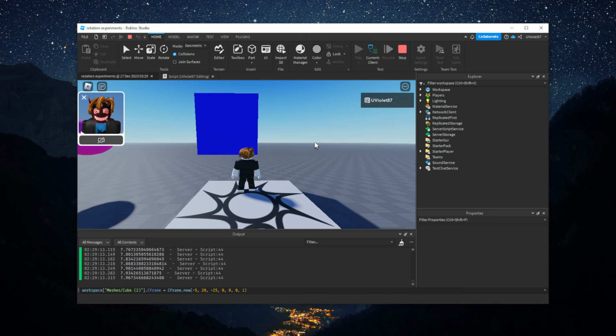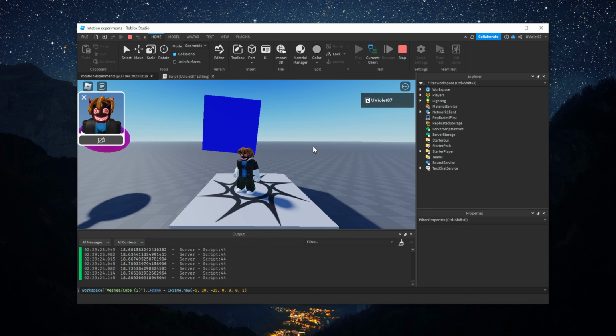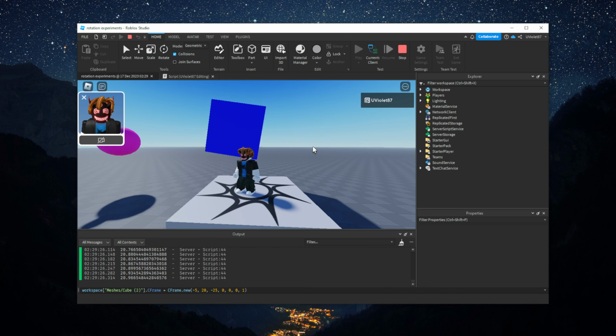Okay, so you can see it is rotating between -90 degrees and +90 degrees. A full rotation of pi from one extreme to the other.